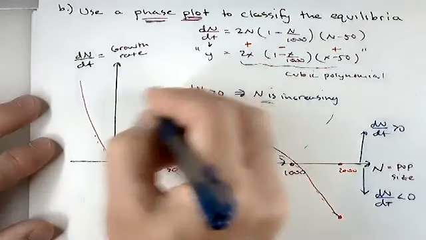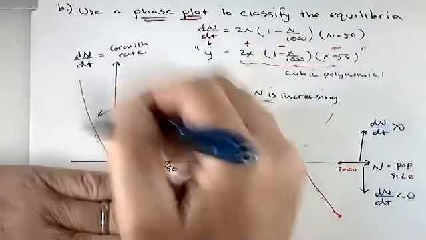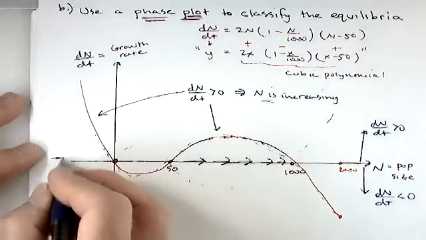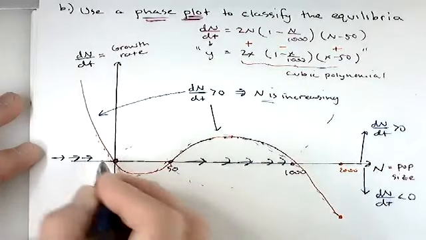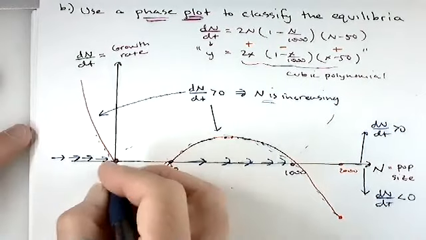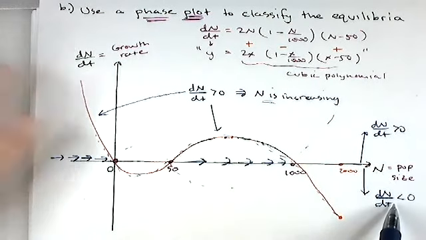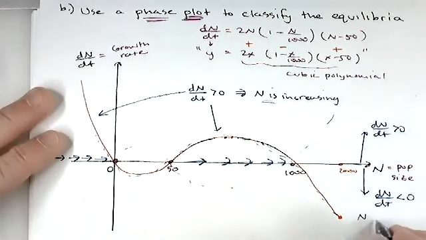Also, notice over here, in this portion of the graph, dN/dt is above the x-axis. So you would have arrows going here. I guess this was 0. And so likewise, whenever dN/dt is less than 0, that means N is decreasing.